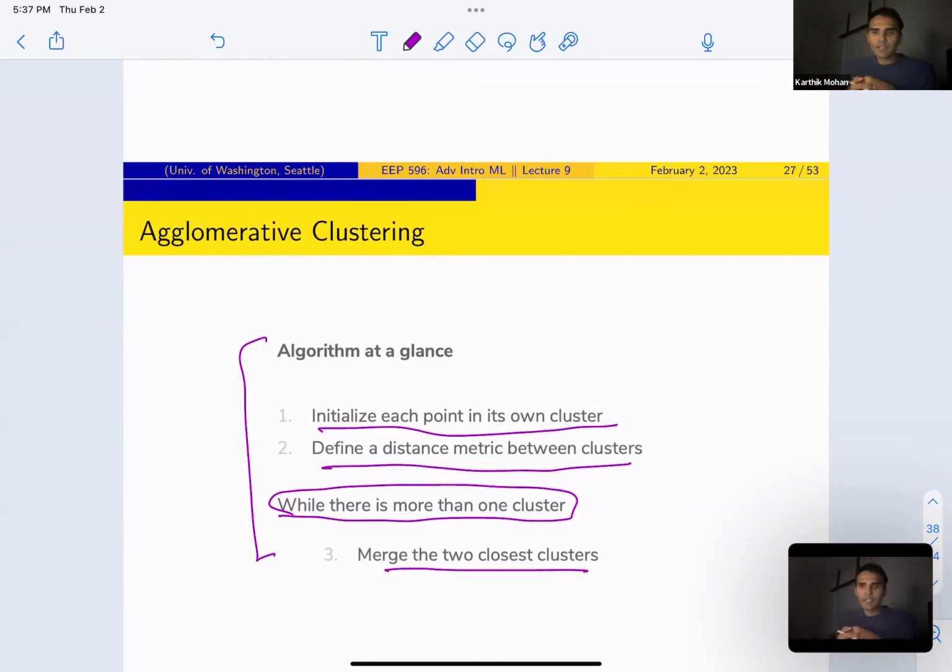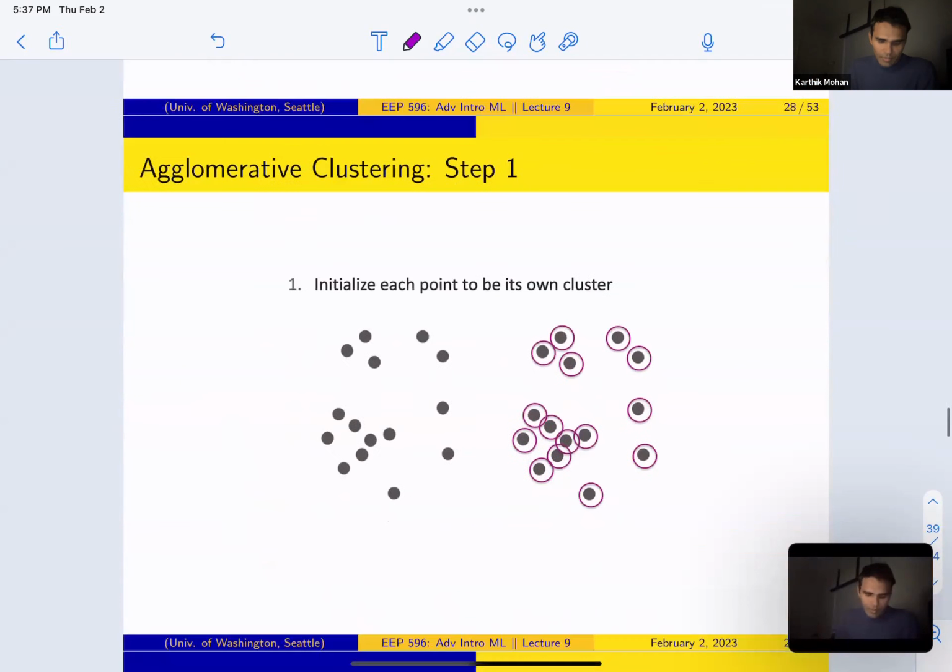Right? So in the beginning, you have n clusters because n is the number of data points. But then as you start merging, you will see there's fewer and fewer clusters. And then at some point you stop. Okay. So for instance, the first step is initialize each point in its own cluster. So you see there is a circle around every single point. So this is each point in its own cluster, right?